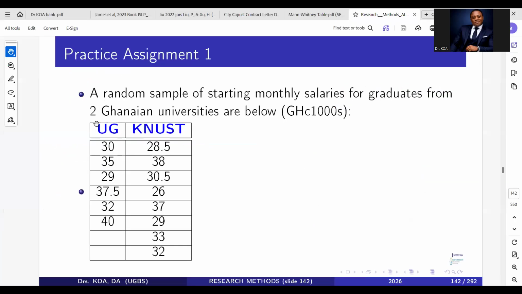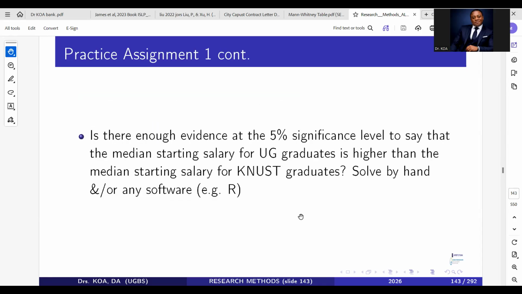This time, you can see that you have UG and KNUST salaries in thousands of cedis. And you can see that the sample sizes are different. UG numbers are different from KNUST numbers. Work it out manually and work it out with the R software. Now, do you see that there are ties here? Which ties do you see? Which numerical ties? Anybody mention? 29. What else? 32. Good. So there are some ties that you encounter, and you should know how to deal with them.